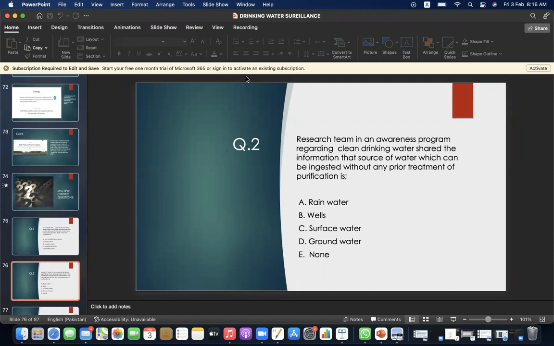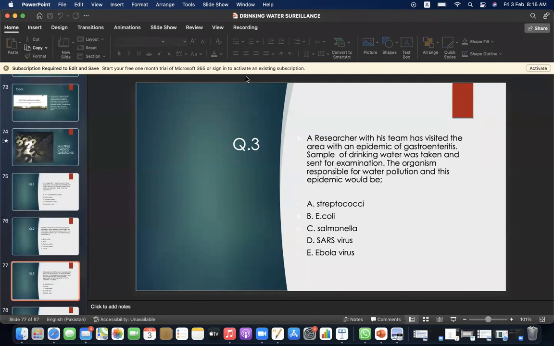Research team in our awareness program regarding clean drinking water shared the information that the source of water which can be ingested without any prior treatment of purification is A, rainwater, B, wells, C, surface water, D, groundwater, E, none. It's D, groundwater.